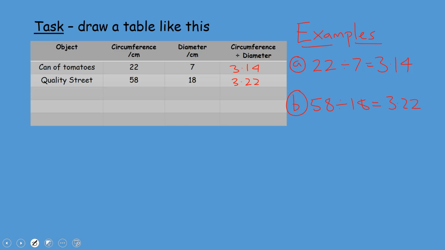So, welcome back, year 7. So, what you should have seen, if you'd done these correctly, which I'm sure you did, was all of these circumference divided by diameters would have all been around the same size. So all around 3.1, 3.2. And that's not a coincidence, that is for a very special reason.